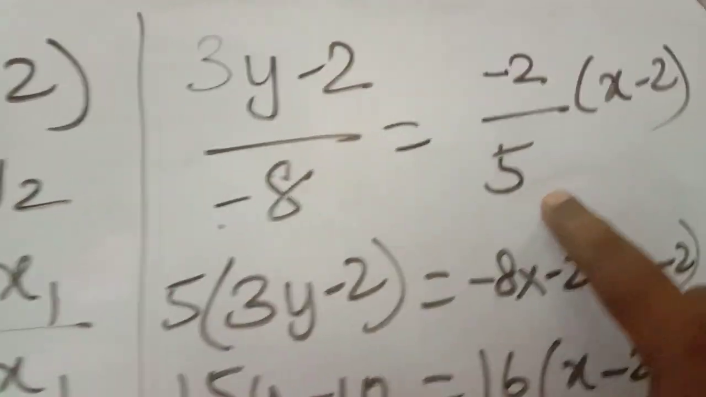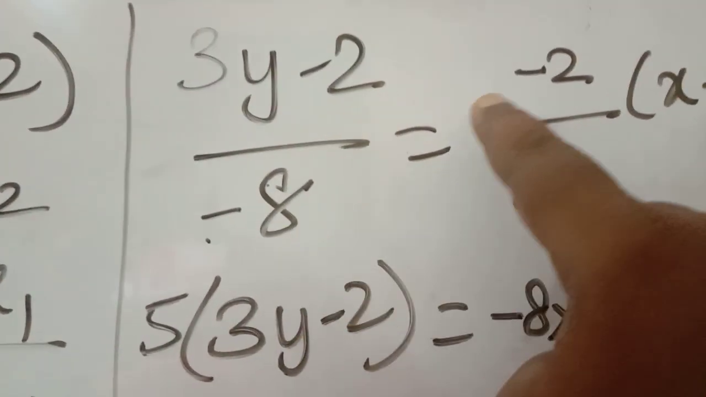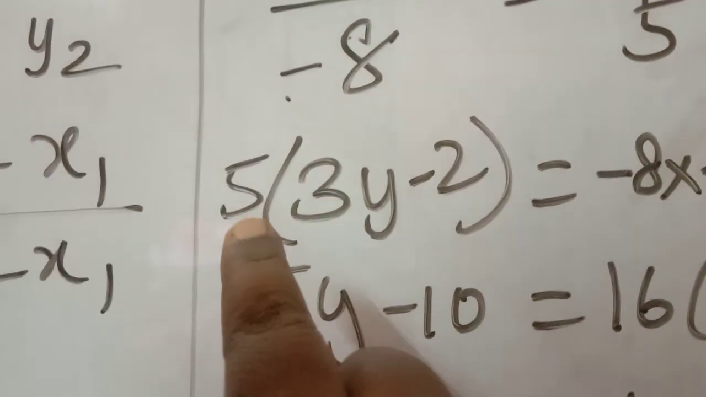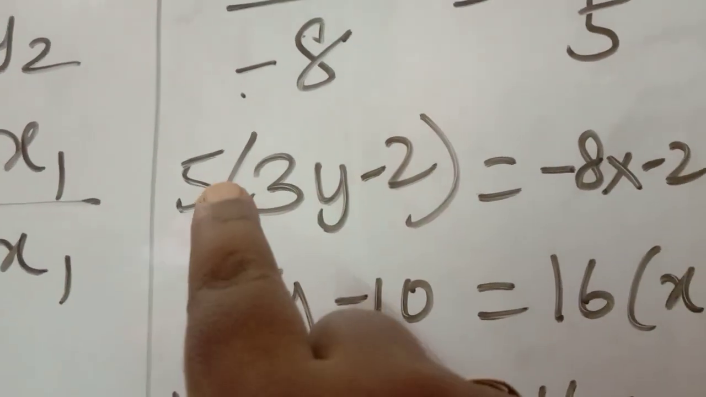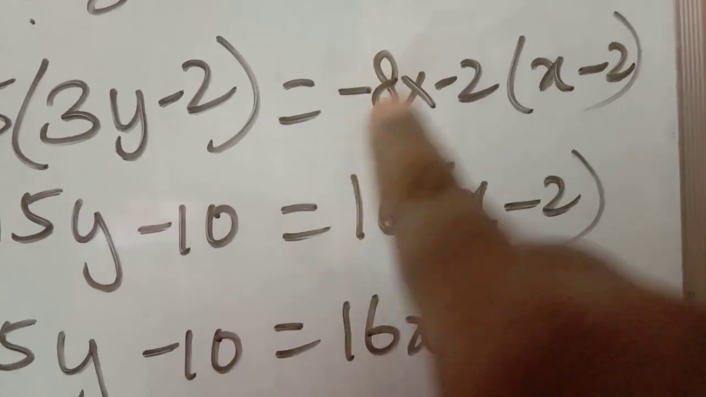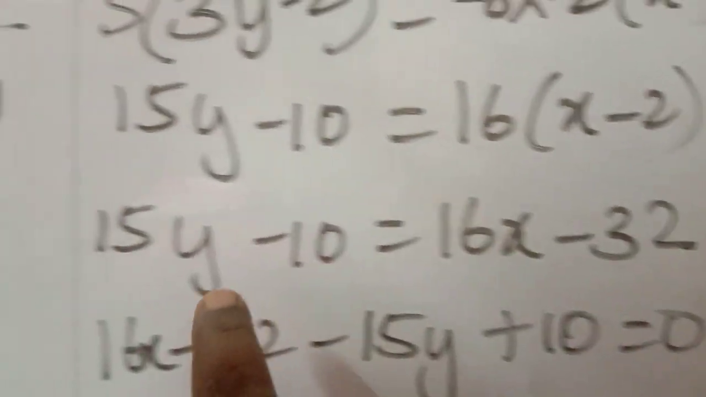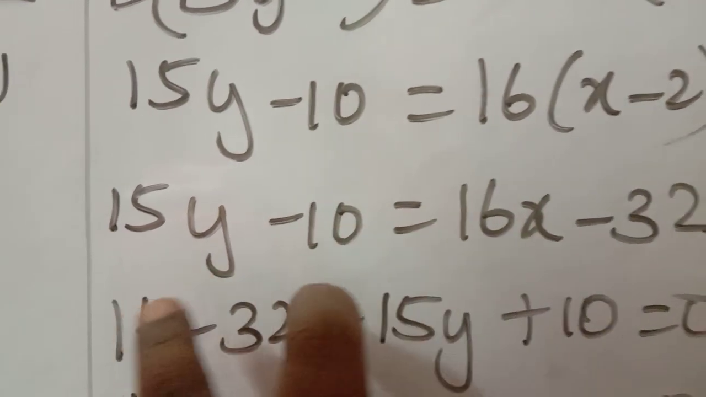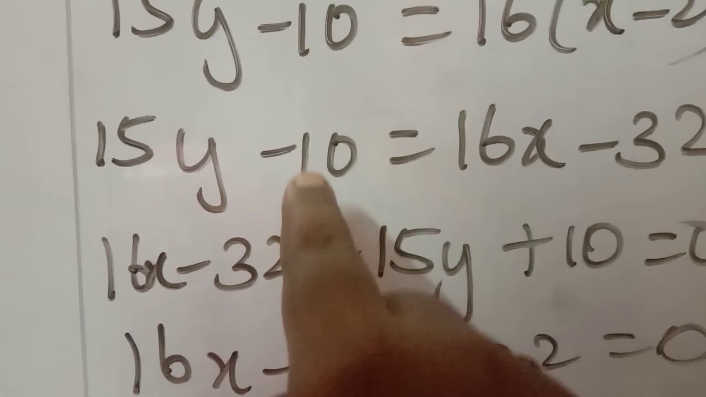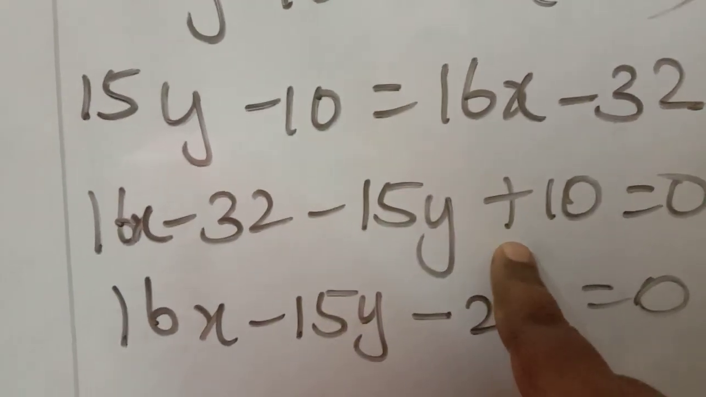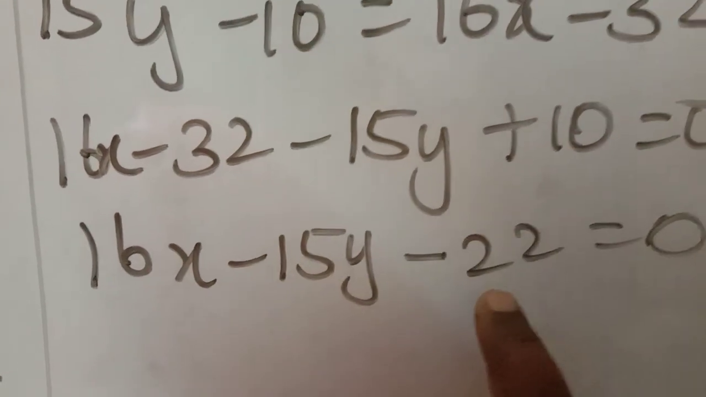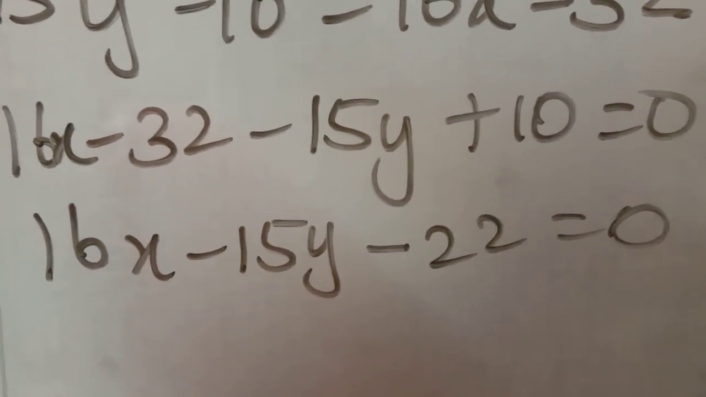Again cross multiply: 5 into this bracket, minus 8 into minus 2 into this bracket. So 5 times 3y minus 2: 5 3s are 15y, 5 2s are minus 10. Then multiply 16 with x minus 2: 16x minus 32. Now x is positive, so bring these two terms to the right hand side. 16x minus 32 minus 15y minus 10 will come here as plus 10. So 16x minus 15y minus 32 plus 10, it is minus 22, is equal to 0.